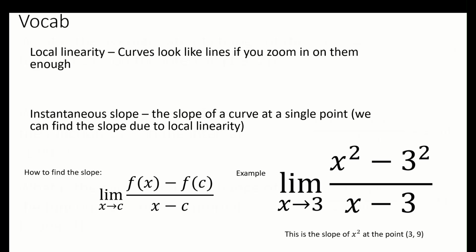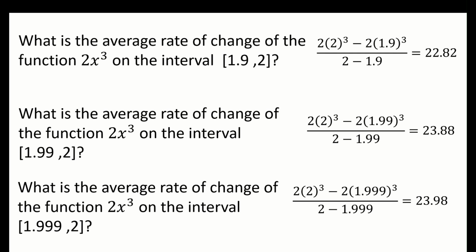So if we apply this to another example, what is the average rate of change of the function 2x cubed on the interval 1.9 to 2, 1.99 to 2, 1.999 to 2? You can see those calculations off to the right here. What do you think this limit is going to approach in the y direction? If you're looking at those outputs, what do we think this limit is going to approach? Put your answer here.